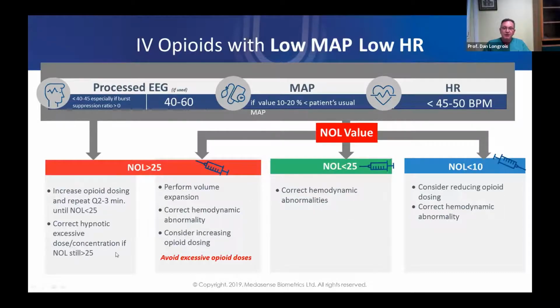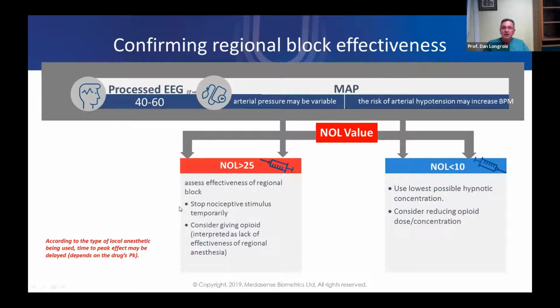And if the NOL is much, much higher than 25, in this case you have to evaluate the reason for the arterial hypotension, and not hesitate to give opioids or an anti-nociceptive despite the fact that your arterial blood pressure is low. So once again, it's discordance between the different types of information.